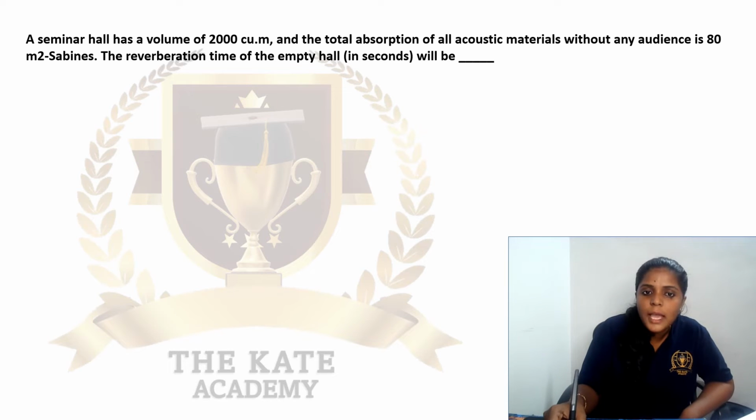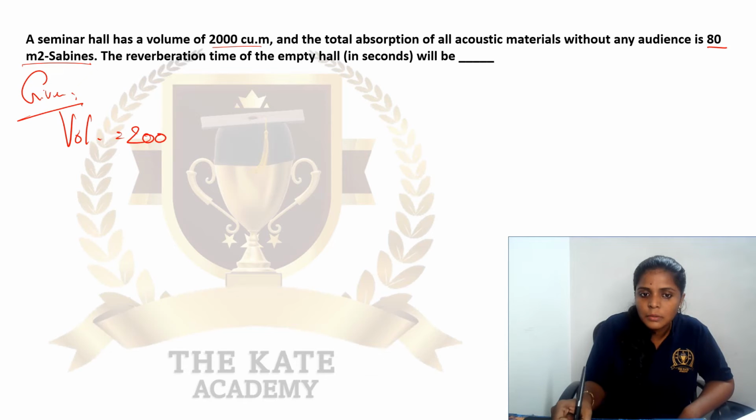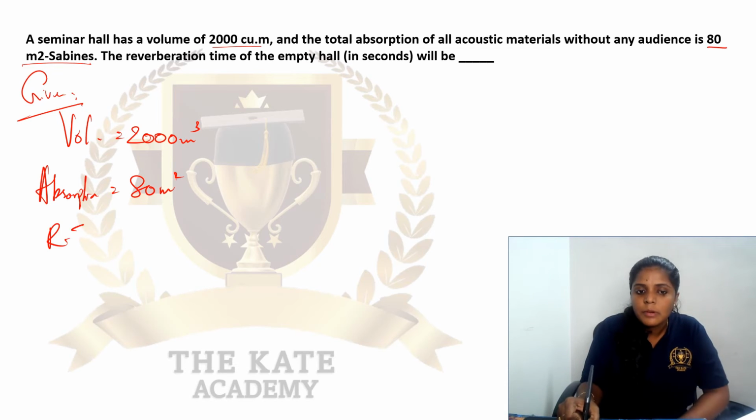A seminar hall has a volume of 2000 cubic meter and the total absorption of all acoustic materials without any audience is 80 meter square sabins. The reverberation time of the empty hall in seconds will be. So, given: volume is equal to 2000 meter cube, absorption is equal to 80 meter square, reverberation time is equal to dash seconds.